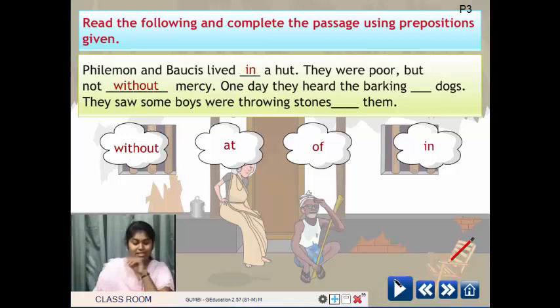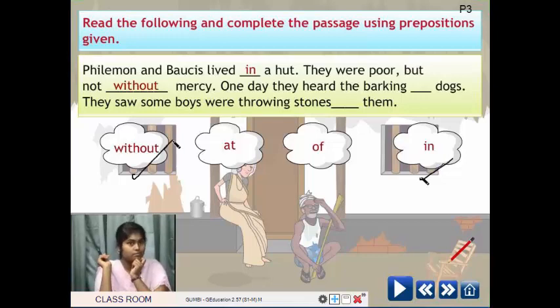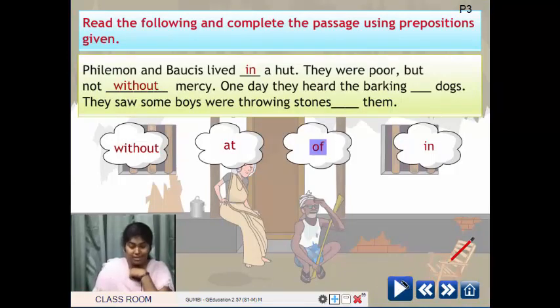Next, let's look at the third sentence. One day they heard the barking dash dogs. So now you have only two more words. Right? We cut out in, we cut out without. So you have at and of. One day they heard the barking at dogs. No, dogs themselves bark. So barking, what is the other word? The remaining is? Yes, correct. Of dogs. One day they heard the barking of dogs.